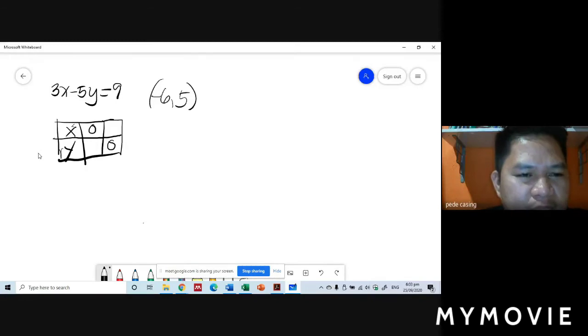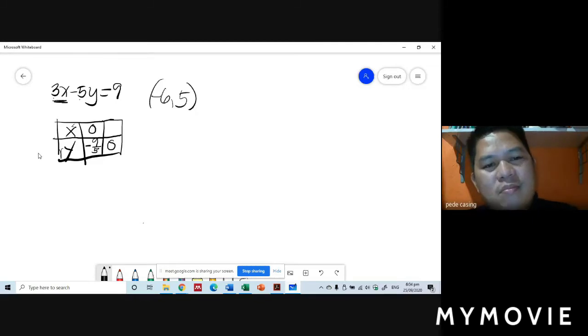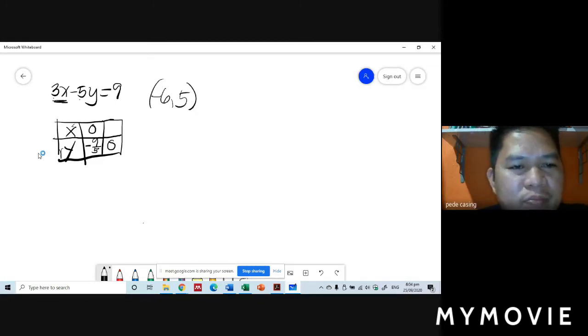So when x is 0, kani ma-0 daw. So y is equal to 9 over negative 5. Kaya ma-0 naman eh. So mahimo siyang 9 over negative 5 or negative 9 over 5. What is 9 over 5? Divide na, negative 9 over 5.